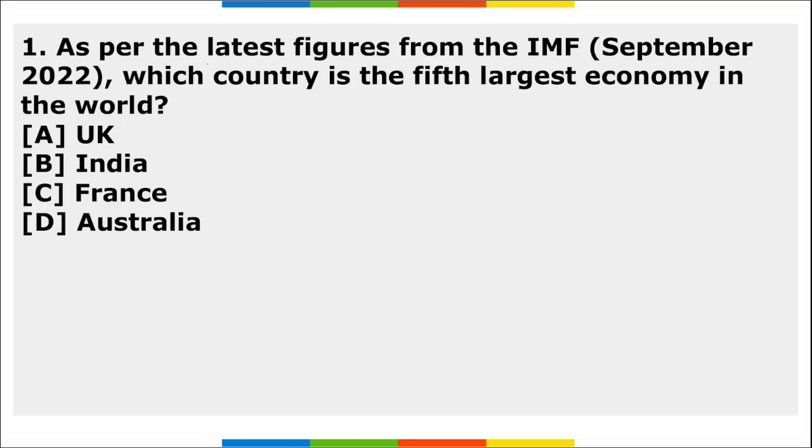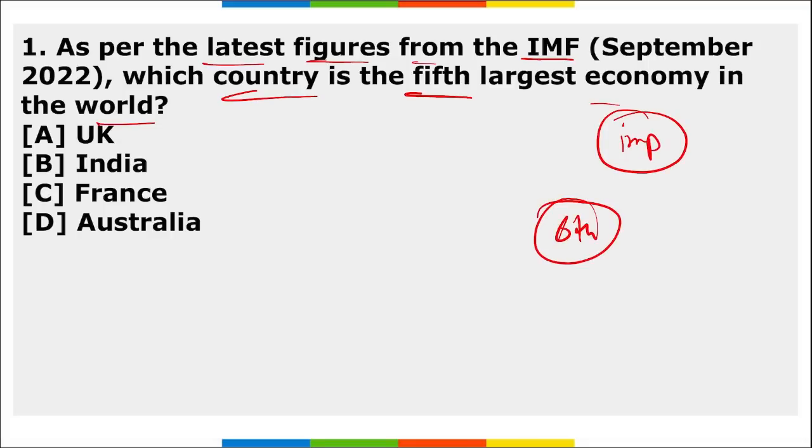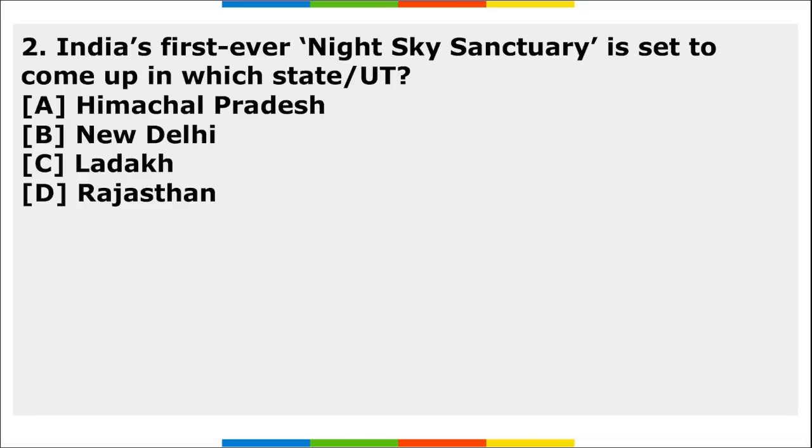Now it's time for your homework. Let's move to the homework questions. First, as per the latest figures from the IMF, which country is the 5th largest economy in the world? Important. And tell me which is the 6th largest economy also in the world. Second, India's first ever night sky sanctuary is set to come up in which state or union territory?